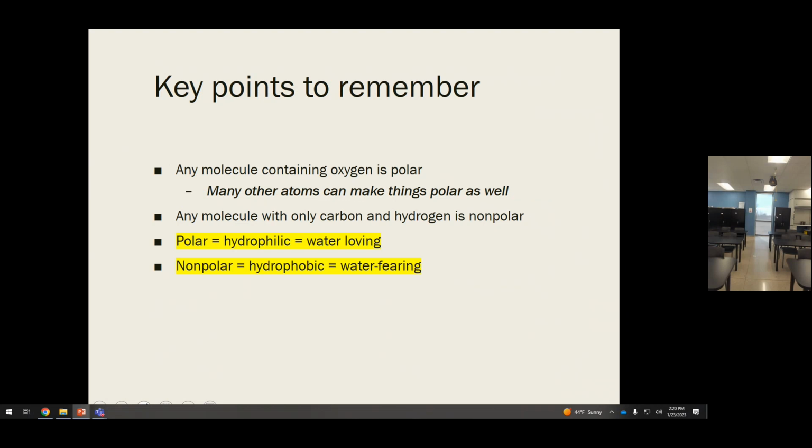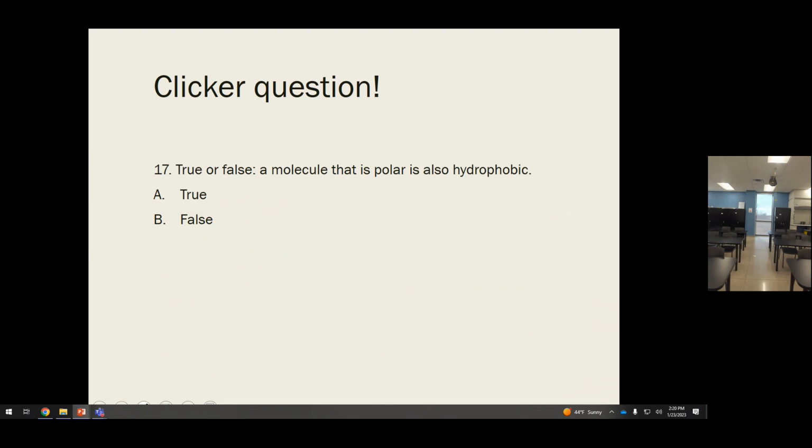Many atoms can make things polar, but we're going to focus mostly on oxygen here. Any molecule with only carbon and hydrogen is a non-polar molecule. Here are some important terms. Polar is synonymous with hydrophilic, which means that it loves water. It will mix with water. Non-polar is synonymous with hydrophobic, which means that it fears water. It will not mix with water.